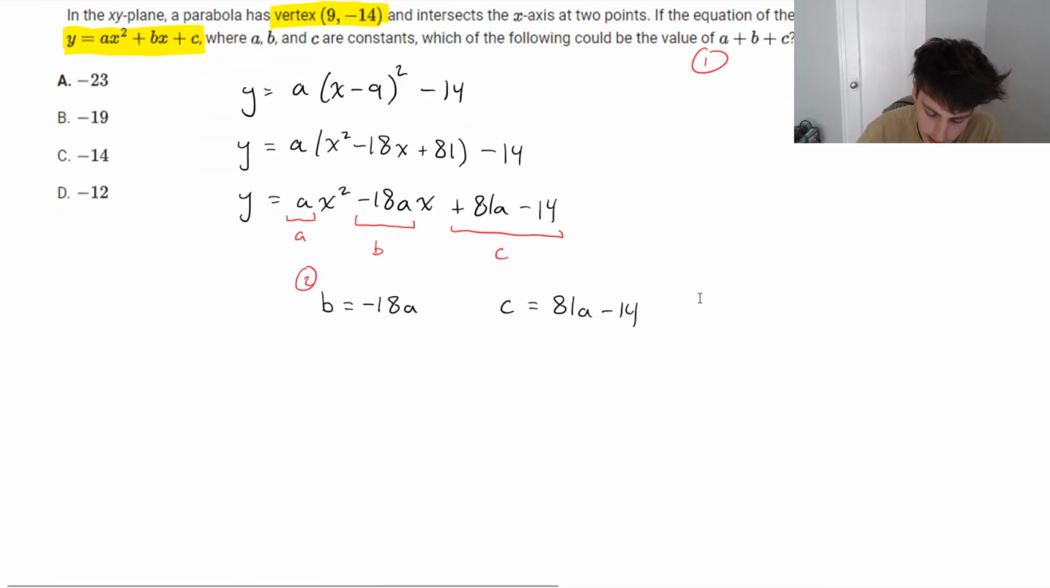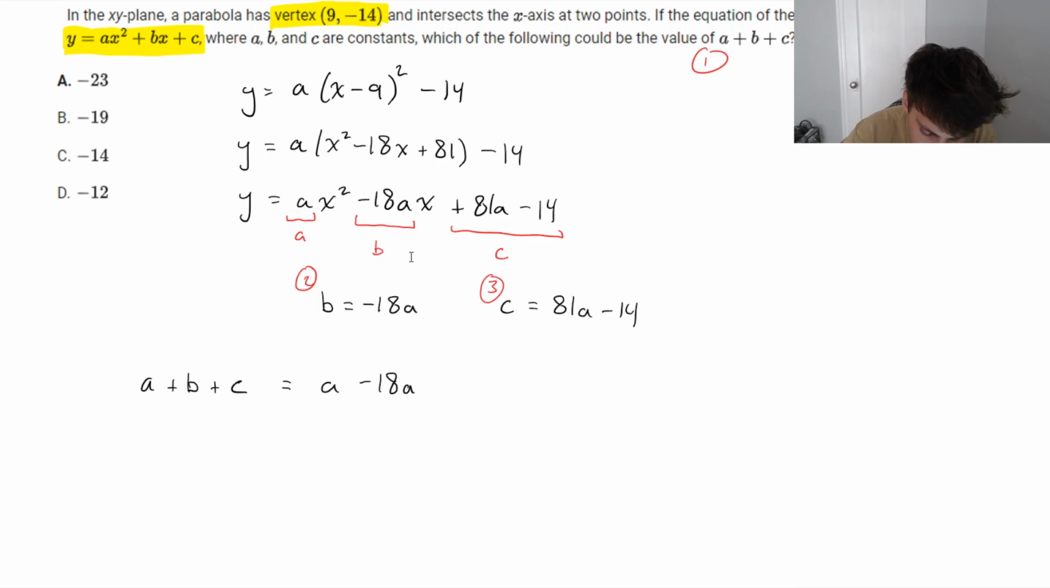This is going to act as our second equation. This is going to act as our third equation, right? Three variables, three unknowns. So it seems like it will be solvable. Okay, so a plus b plus c from our first equation, well, that's going to be equal to a plus, well, we said b is minus 18a. So this is going to be minus 18a plus c. C is 81a minus 14.